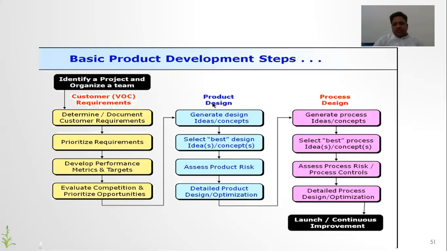Detailed product design optimization. In that, the process design: generate process ideas and concepts, meaning the sequence of operations to manufacture those products. Select the best process ideas and concepts. Assess the process risk and controls. Detailed process design optimization, and launch or continual improvement.